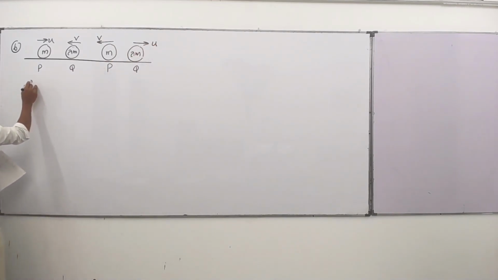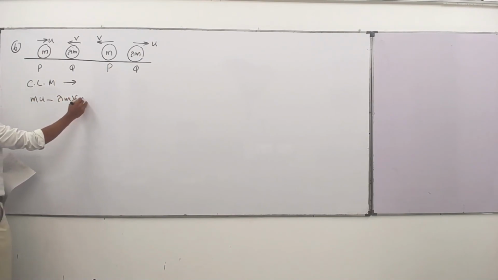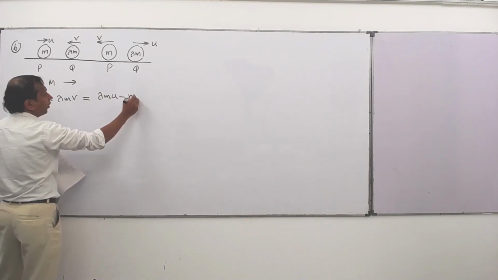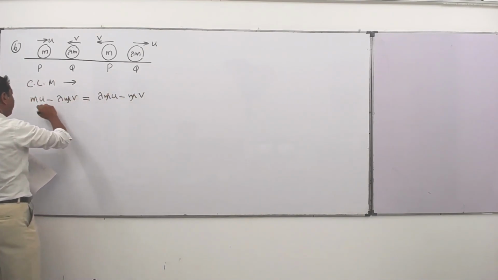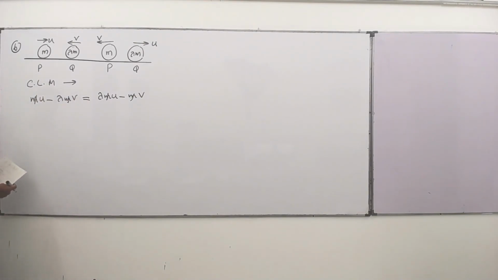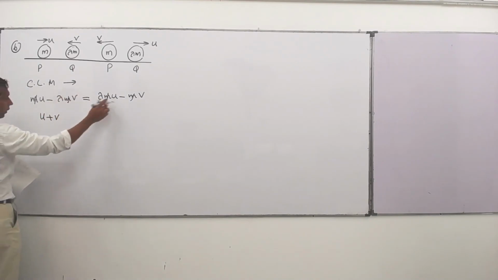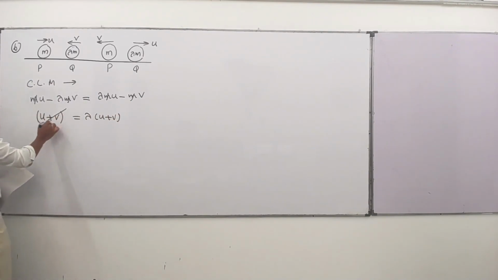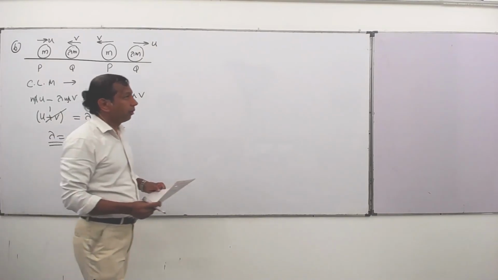You can apply conservation of linear momentum this way. Mu minus lambda M V equals lambda M U minus M V. M, you can cancel down. This minus V we can take this side, U plus V. This we can take right and take lambda out. This U plus V you can cancel down with this here. We have 1 equals lambda. Lambda equals 1.